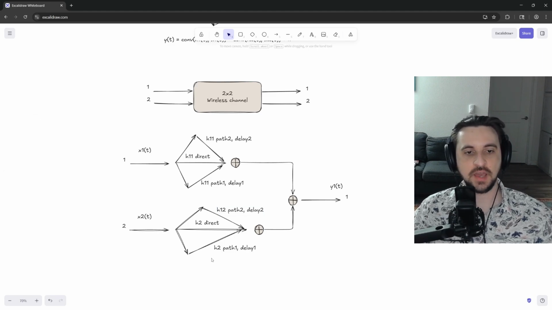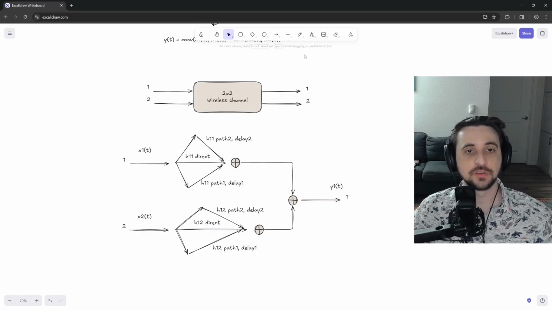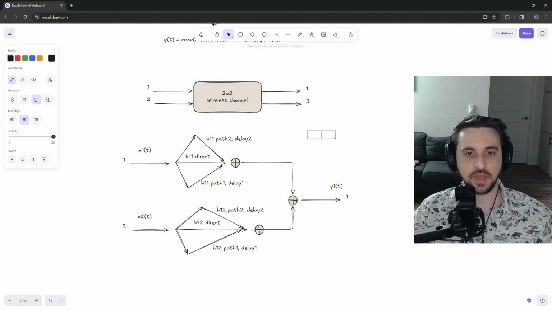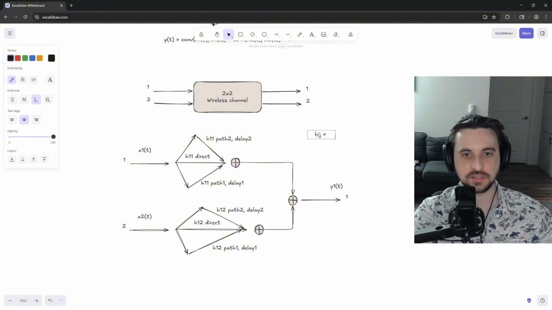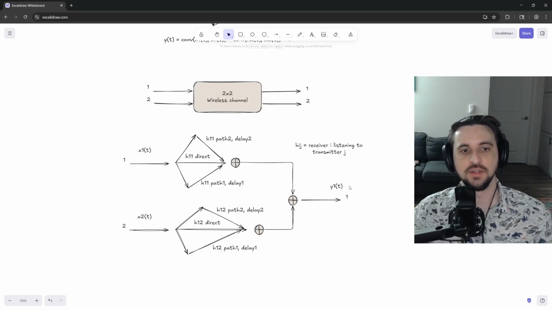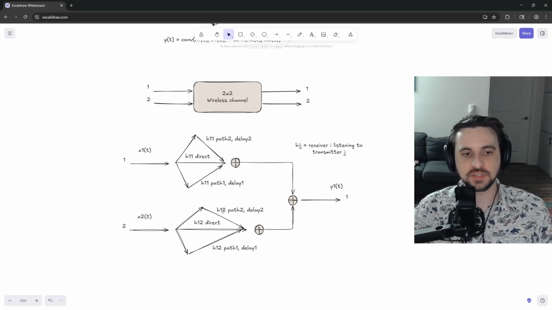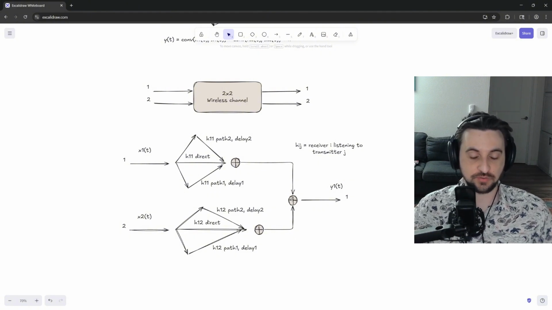When we read an H, so let's do this convention, right? Hij is receiver i listening to transmitter j. Okay, so the notation is a bit backwards. This is how wireless people like to do it. This is right. So this is H12 because it's the first receiver listening to the second transmitter. It's not H21. It's not the second transmitter transmitting to the first receiver.